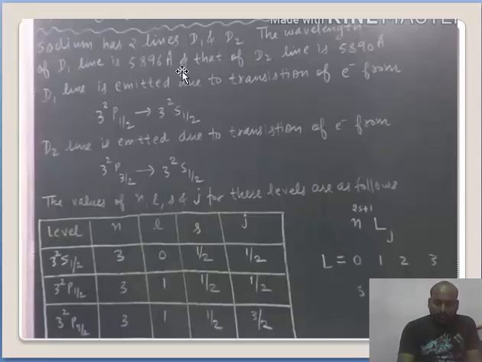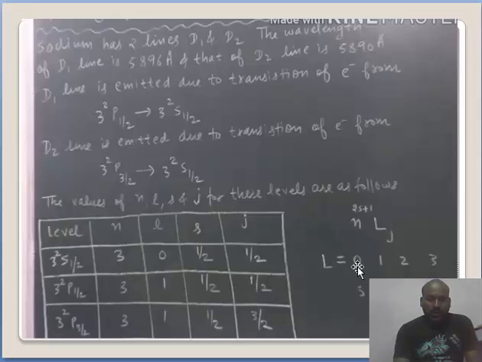How to remember? There is a formula, an expression, that you have to remember. It is n, then 2S plus 1 as a superscript, then L, with J as a subscript. L has the values S, P, D, like that. J is the total quantum number, and n is the principal quantum number. The 2S plus 1 is the multiplicity, written as a superscript. So you have to remember 2S plus 1, L, J and n.